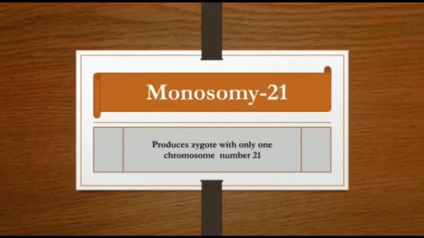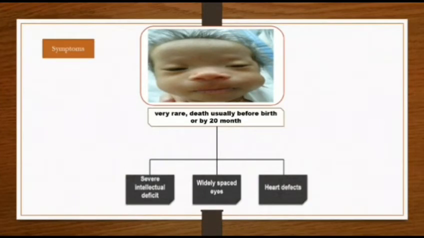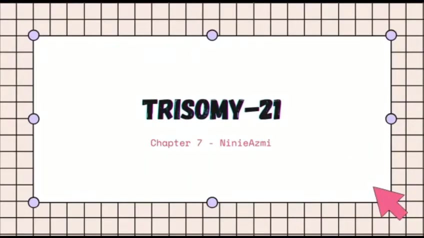Monosomy 21 produces a zygote with only one chromosome number 21. Symptoms for monosomy 21 are severe intellectual deficit and widely specialized heart defects. Monosomy 21 is very rare, with death usually before birth or by 20 months. Now, we're going to talk about trisomy 21.